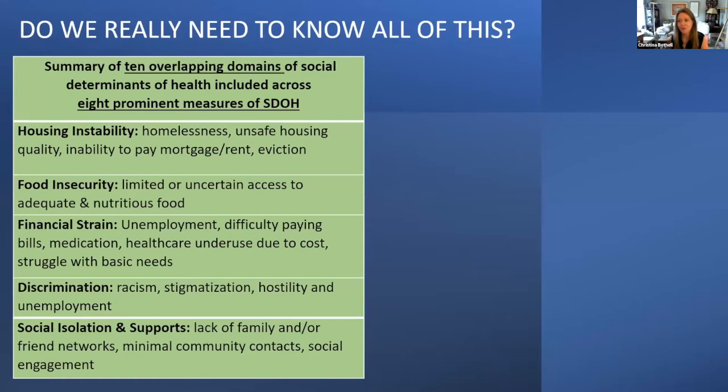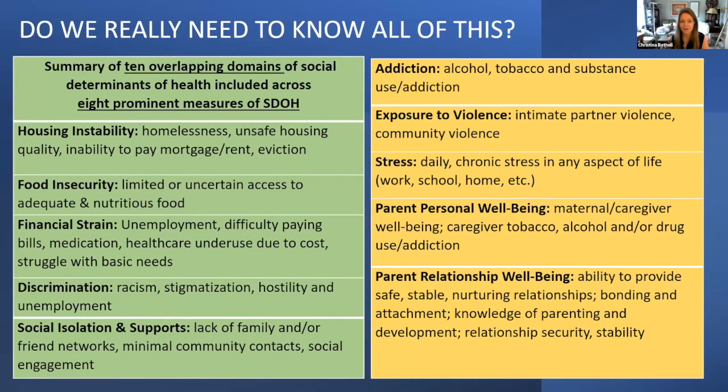And then I think there are just questions that people have of, do we really need to know all this? These are just a summary of the social determinants of health that cut across 8 different prominent measures. And as you can see, you're all using different things. But if you take them all together, they basically represent these 10 categories of issues that are in social determinants of health conceptually: housing, food, financial strain, discrimination, social isolation, addiction issues, exposure to violence, stress, toxic stress in particular, parent personal well-being, and parent-child relationships. They're all in the various tools.